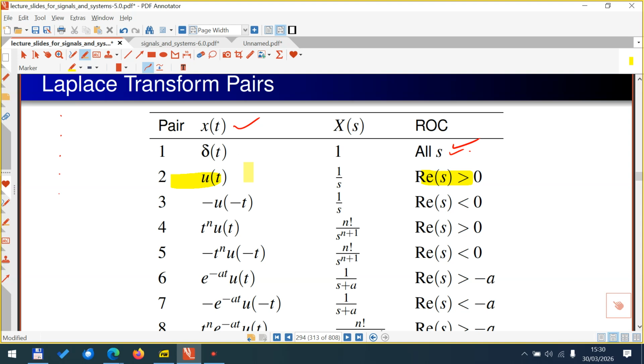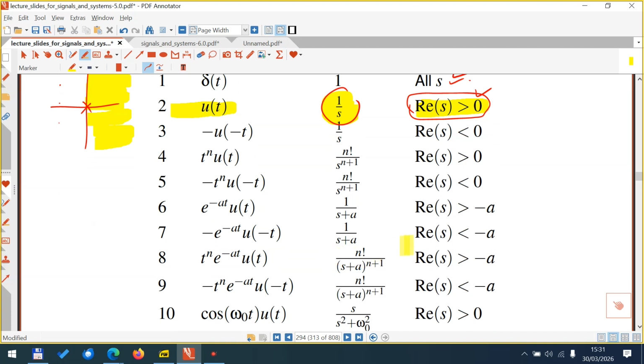u of t is right-sided, but not left-sided, right? So this must be a right half plane, and it must be to the right of the rightmost pole. Where is the pole of this? You see it here. Can you see the pole in the S-plane for this case? At 0. So now this makes sure that the ROC is not only a right half plane, but it must avoid that pole, right? So this way you should be able to explain each and every entry here, right?